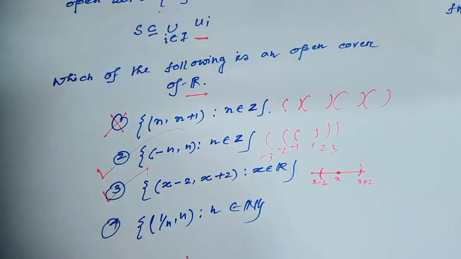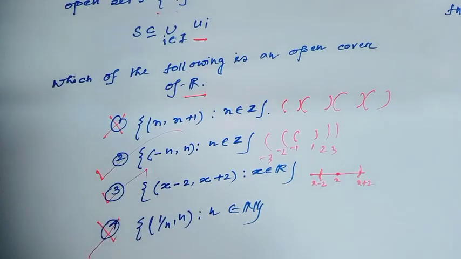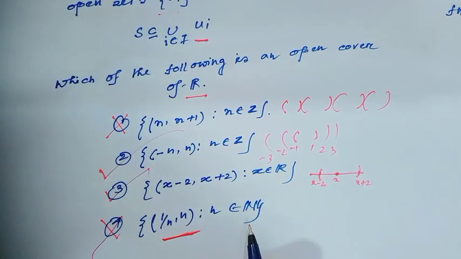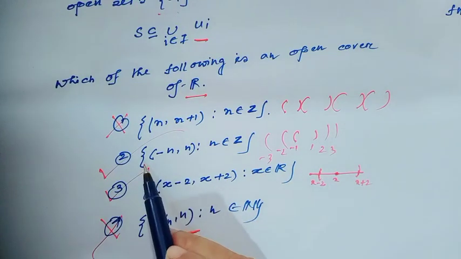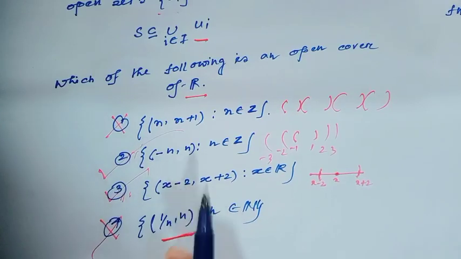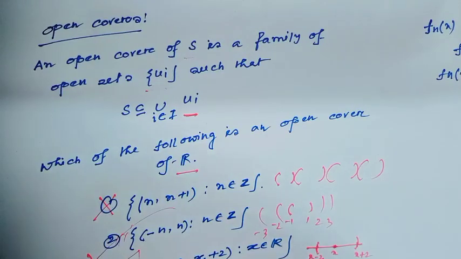Option 4, (1/n, n) where n belongs to the natural numbers. This is not an open cover because this set does not contain negative numbers, only the positive interval. So this is not an open cover. So in the real numbers, the only open covers are of such type. Okay, this is the concept of open covers.